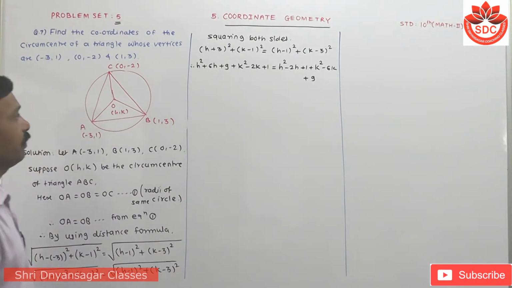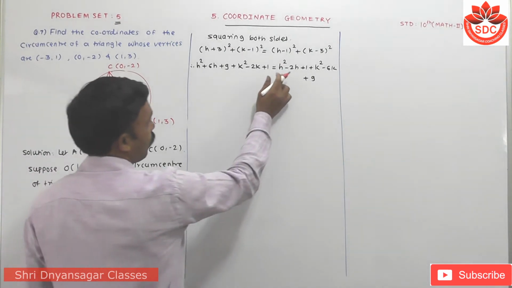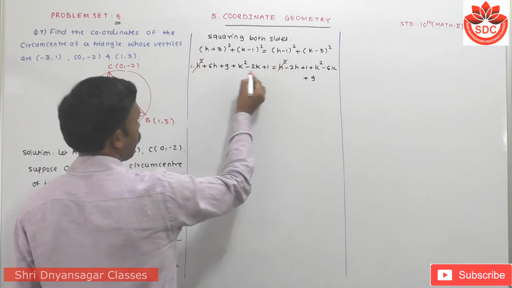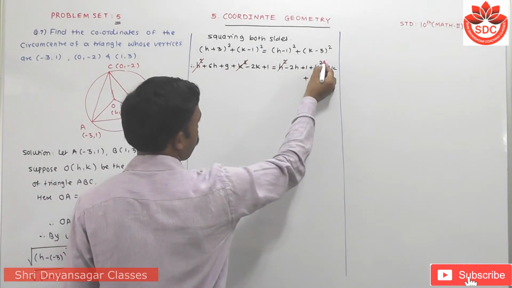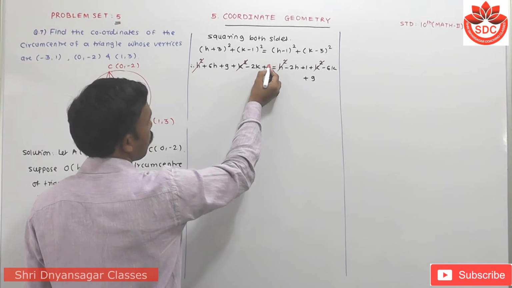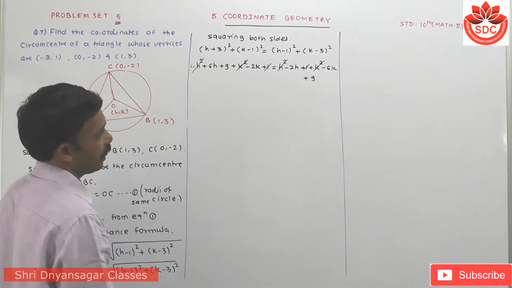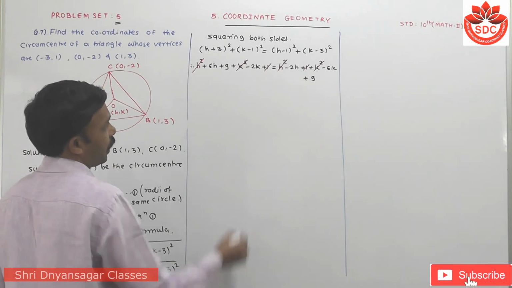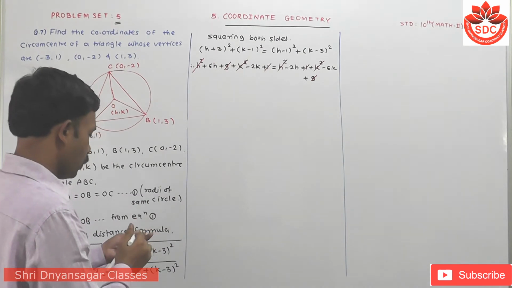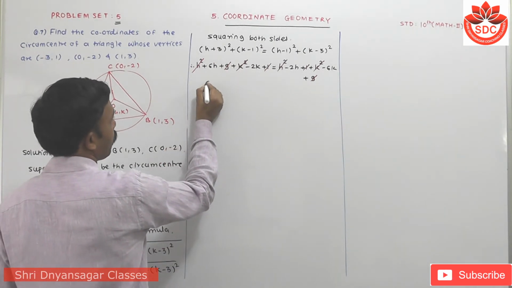Student, when we observe carefully, on both sides the same values get cancelled, meaning h square gets cancelled, this k square also gets cancelled. Student, this plus 1 and my plus 1 also get cancelled, then plus 9 and my plus 9 also get cancelled, so the remaining is 6h.